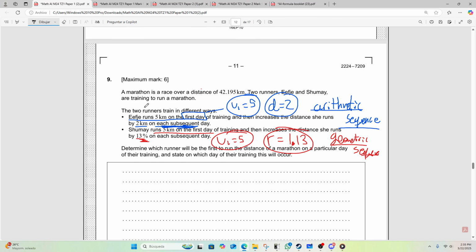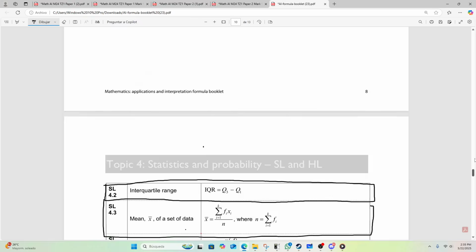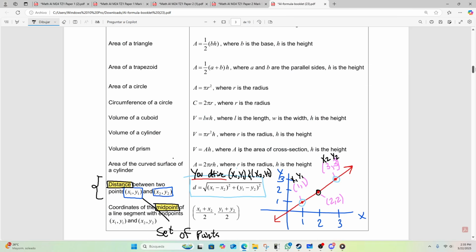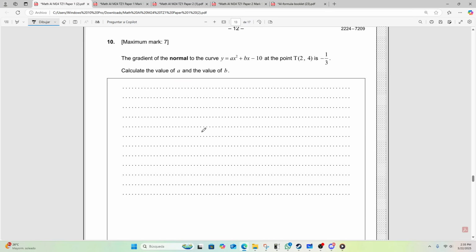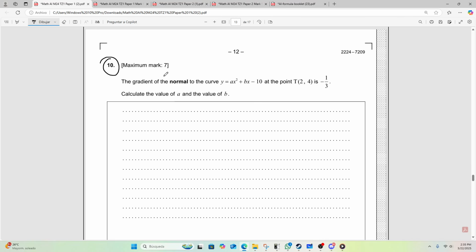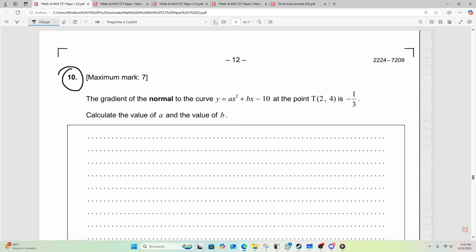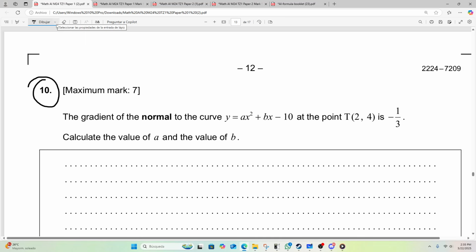See? Number 9, sequences. We already talked about it. Being able to identify arithmetic and geometric, and knowing that you have these 4 formulas up here. See? These 4 formulas, right? Yeah. Number 10. Oh, here's a good example of something that is awfully specific and is not in the formula booklet. And I will explain now because this does show up once per exercise.